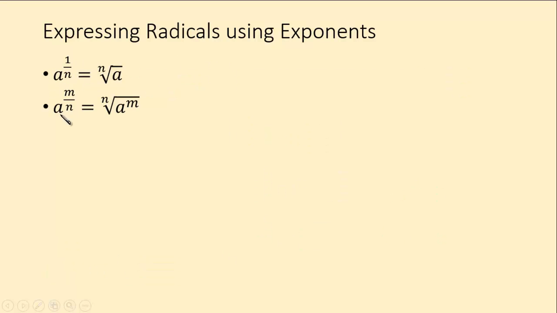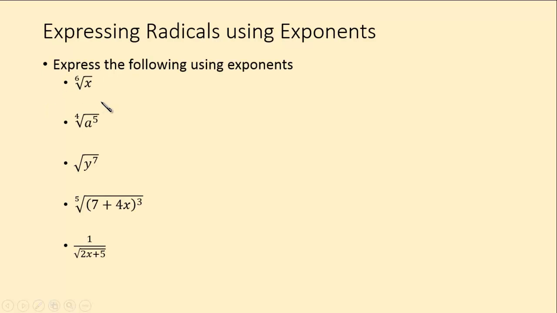So recapping, these are our two identities. Again, I should have put 3 bars here. So the nth root of a is a to the 1 over n. The nth root of a to the m power is a to the m over n. So let's do this exercise. Express the following using exponents. Well, obviously this is x to the 1 over 6. What will this one be? You should pause this video and do these and then check that you got the answers correct.